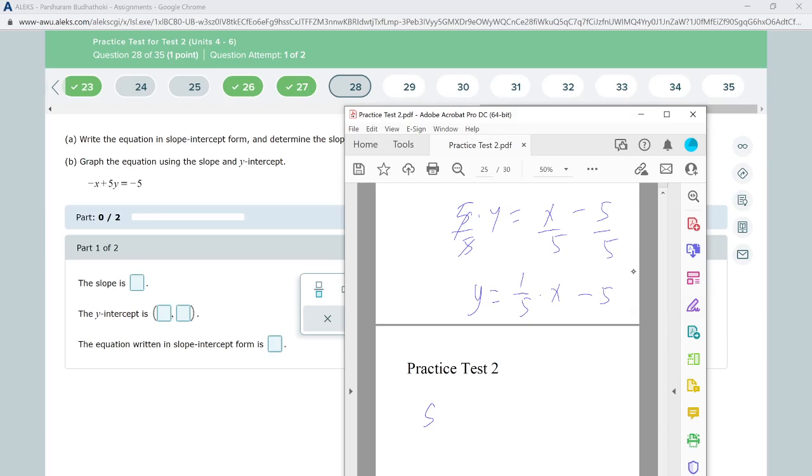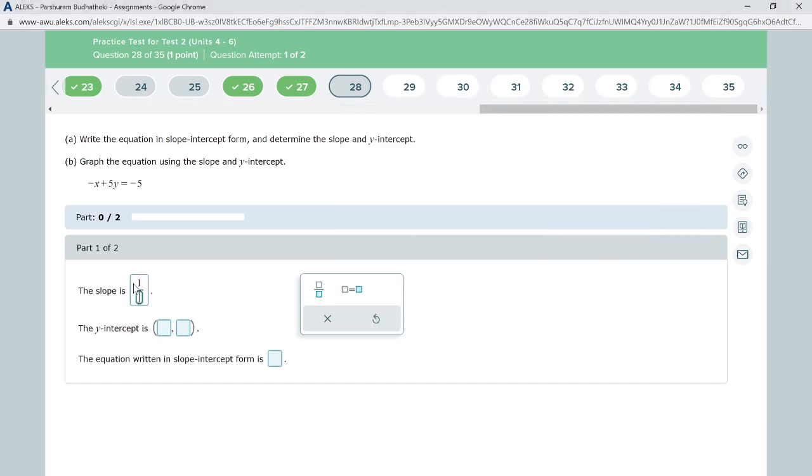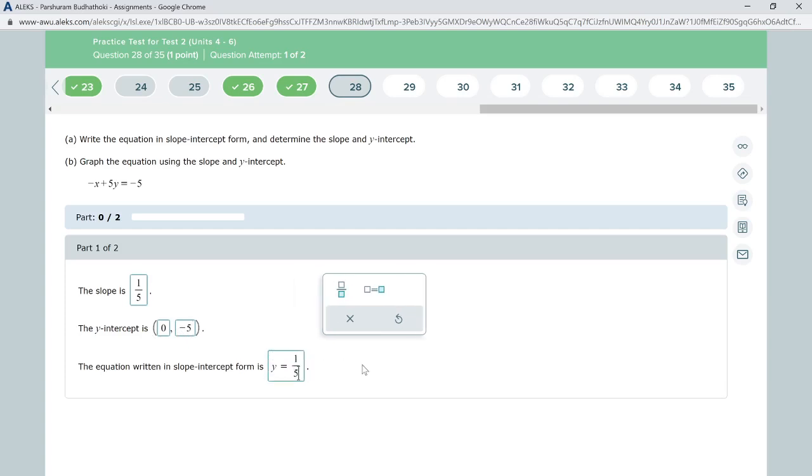So the slope, meaning rise over run, is 1 over 5, and the y-intercept is 0 comma negative 5. So the slope is 1 over 5, the y-intercept is 0 comma negative 5, and the equation written in slope-intercept form is y equal 1 over 5 x minus 5.